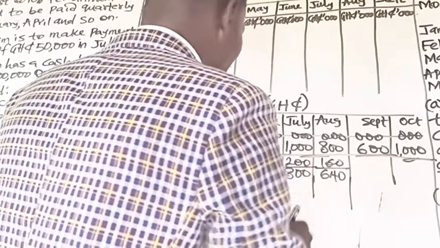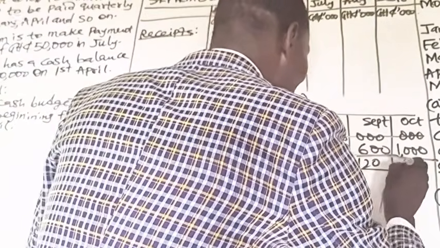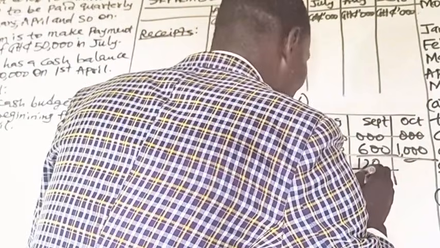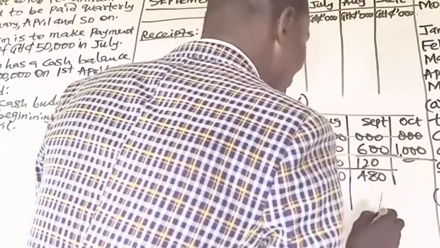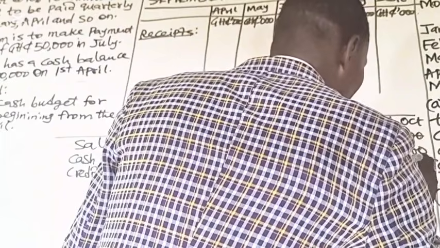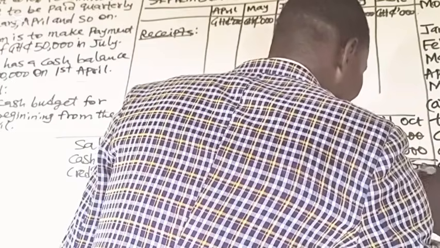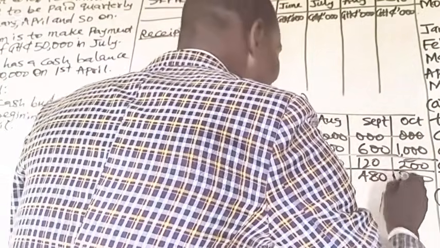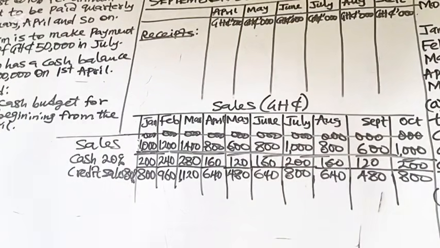Then 20% of 600, that gives us 120. And 80% of 600 gives us 480. Then 20% of 1,000 gives us 200. And 80% of 1,000 gives us 800. We've analyzed our sales into cash sales and credit sales.